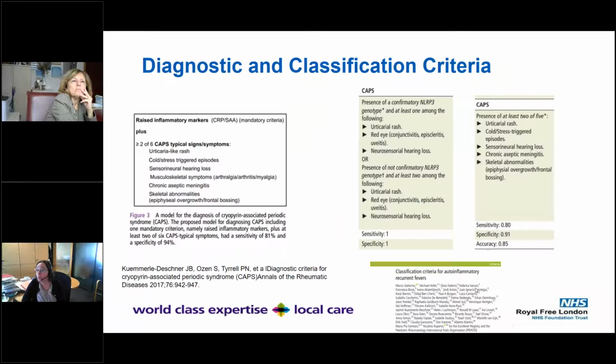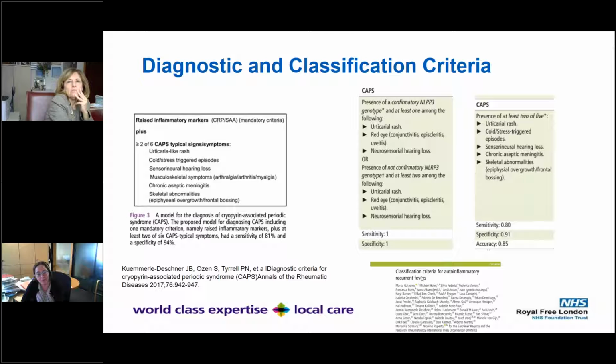CAPS is the only disease in which there are validated diagnostic criteria. These were produced in 2017 in a consensus group, and the diagnostic criteria here were, in the presence of raised inflammatory markers, which had to be seen, 2 out of 6 of typical CAPS symptoms: an urticaria-like rash, cold or stress-induced episodes, sensorineural hearing loss, arthralgia, arthritis or myalgia, evidence of chronic aseptic meningitis, and skeletal abnormalities were enough to make a diagnosis and to differentiate from alternative diagnoses, including Schnitzler syndrome.